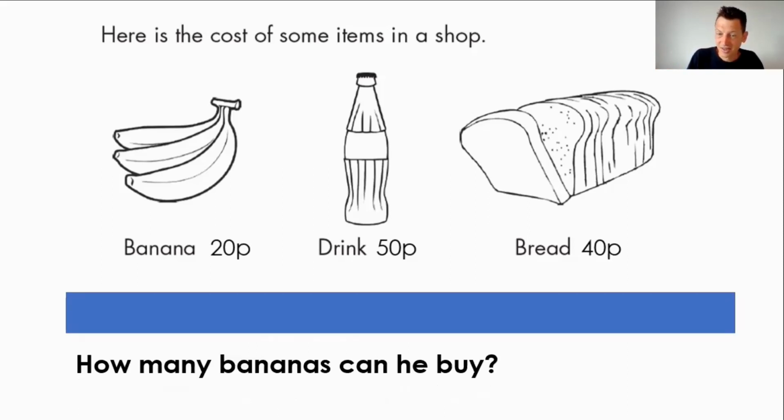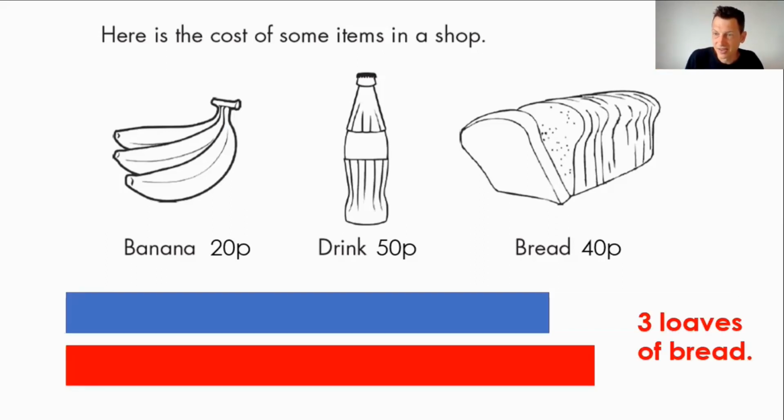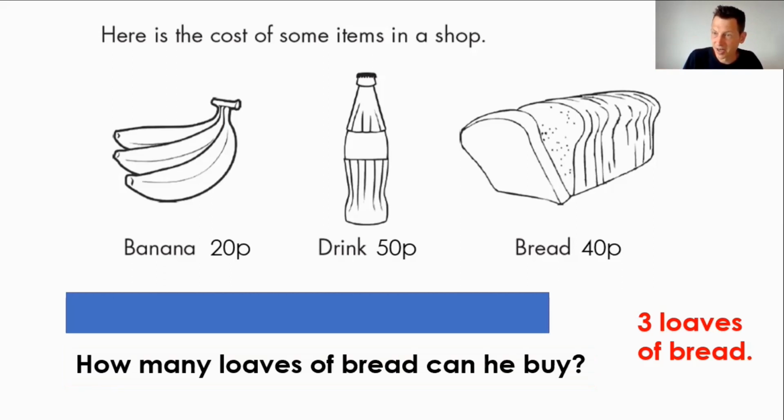How many bananas can he buy? What information do I need now? It's the amount of money that he needs. And again, if I was extending, I might say, well, actually the answer is 3 loaves of bread. What must the question be? And what information is needed to answer that question? So if it is the answer 3 loaves of bread, it might be, how many loaves of bread can he buy? Would need to be the question.